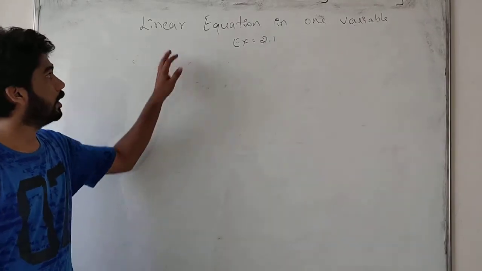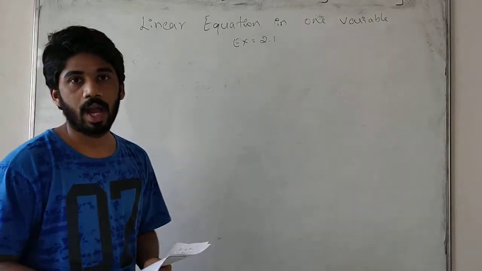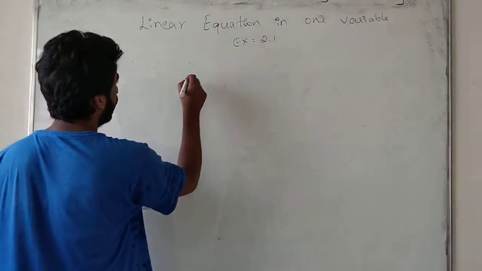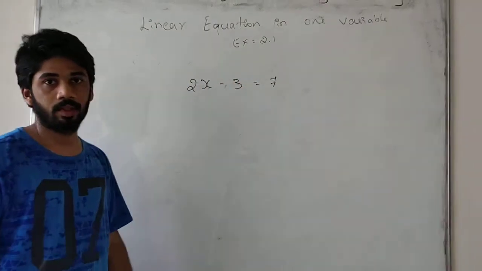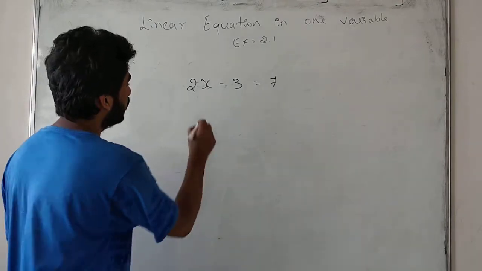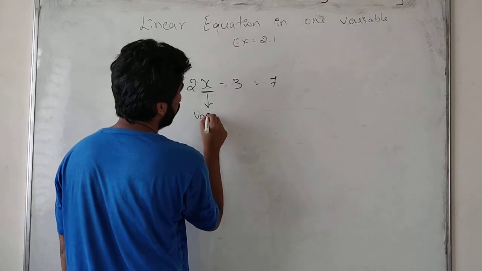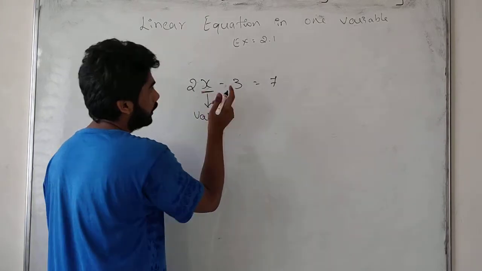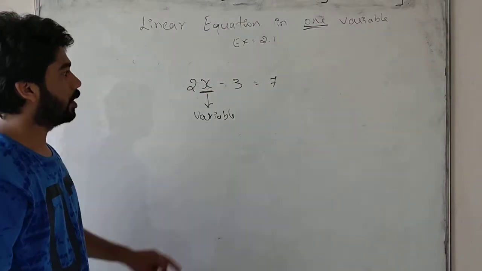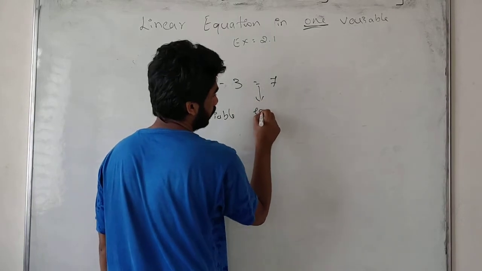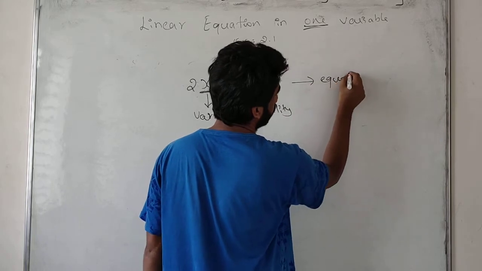Now, linear equation in one variable. What is a linear equation, and what is a linear equation in one variable? I will give one example to start: 2x minus 3 is equal to 7. Students, try to understand: x is there. This is called a variable. It is one variable, only x. This is the equal sign, the equality sign. The whole thing we call an equation.